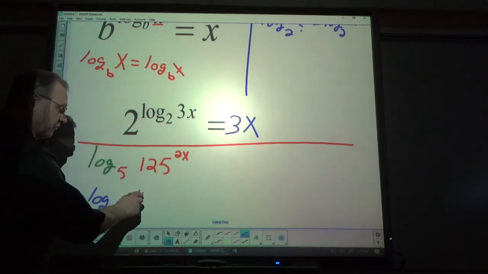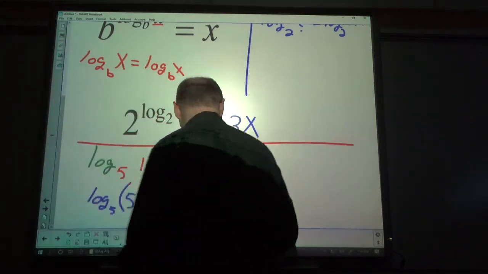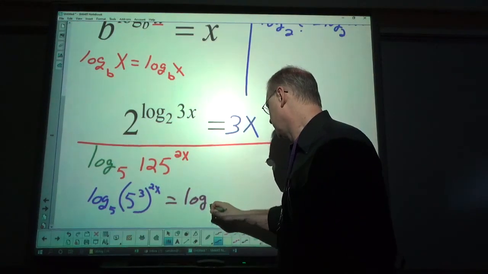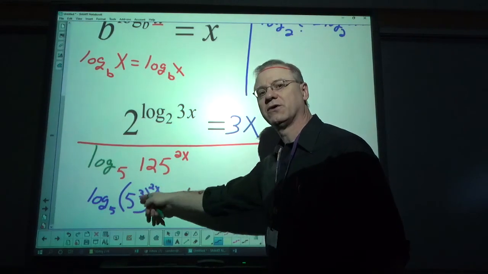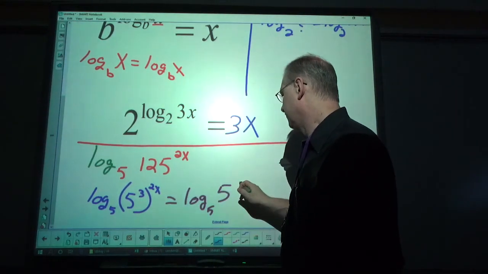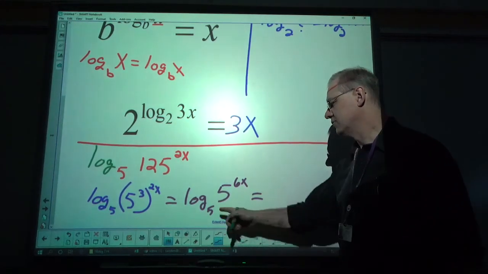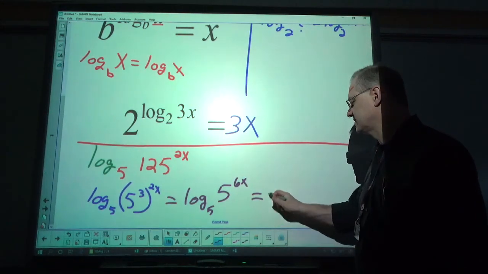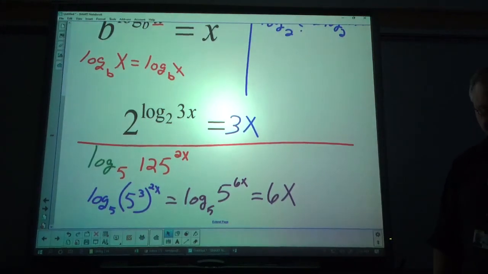125 is 5 to the third. And can't I rewrite that as, when I have a power to a power, I multiply the exponents? 5 to the 6x. So when the base and the base are the same now, the power is the answer. 6x. All right.